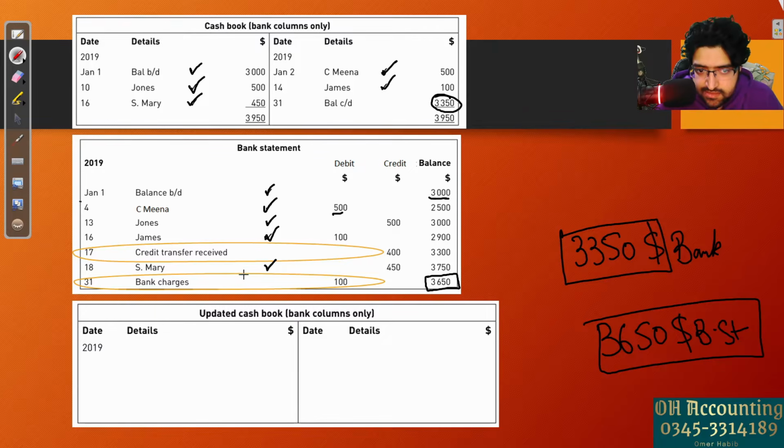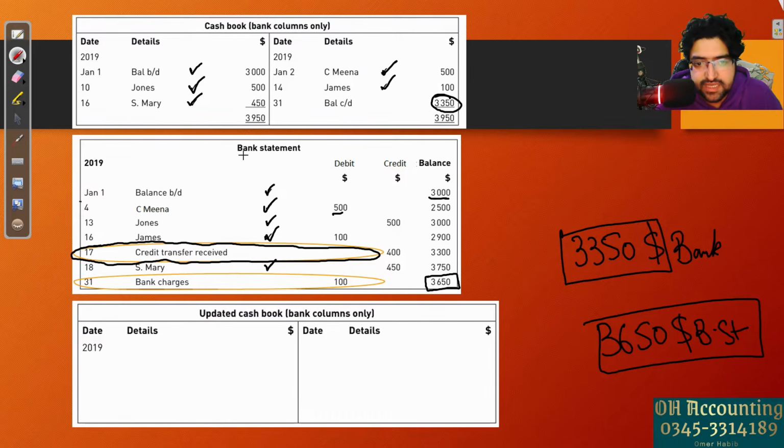Because there are some things that were present on the bank statement but missing from the cash book. What do we call these things? These are present on the bank statement but missing from the cash book, and we have circled those things. Okay? So what you will do is you will circle these things. Credit transfer received. Let's look at this one first. Okay? So we have received money online from someone, but we were not aware about this one.